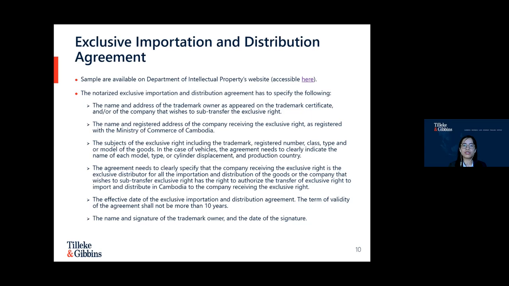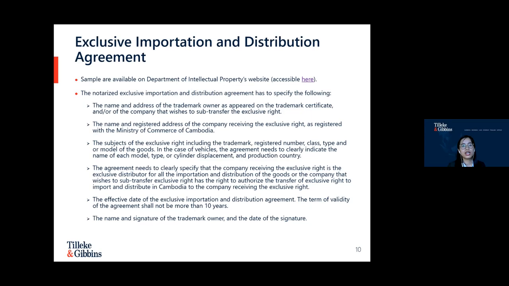That means in that scenario, three companies are involved, including the trademark owner in the EU, the regional distributor, let's say in Singapore, and then the local distributor in Cambodia. So in that scenario, we are talking about sub-transfer of exclusive right. So you need the name and address of the involved companies, including the trademark owner and the one that sub-transfers. And then you need to have the name and registered address of the company in Cambodia, of course.